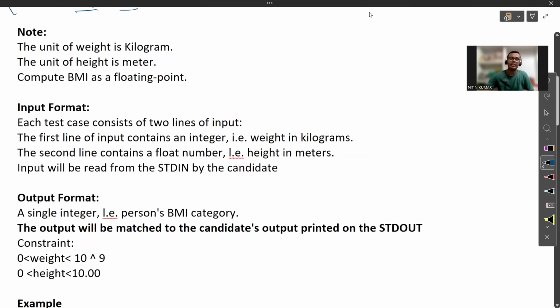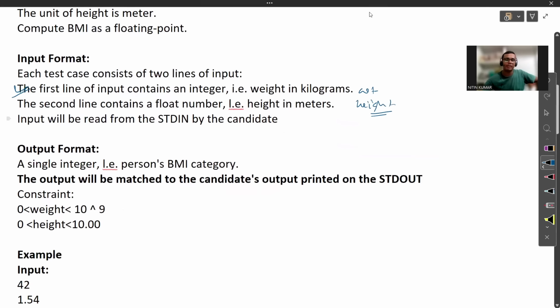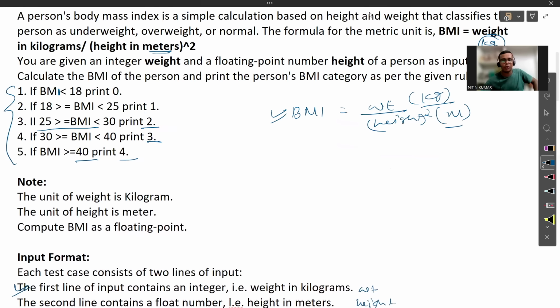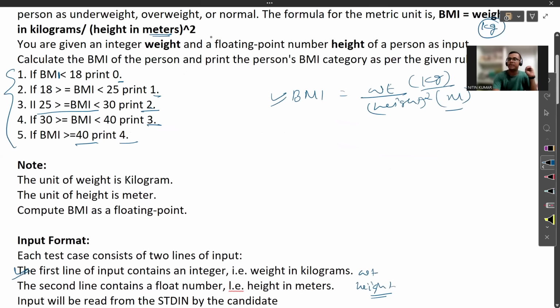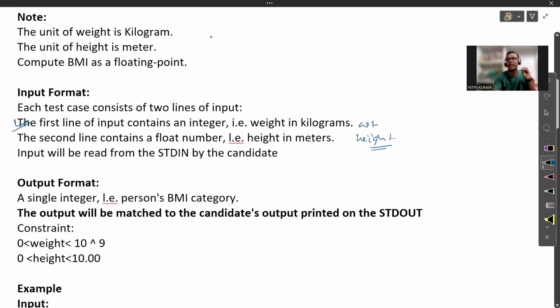Now the input format has already been discussed. The first line, the first input, is the weight, and the second input is the height. So that thing we have to keep in mind. The output format will be a single integer, the person's BMI category. As you can see, there are 5 categories: 0, 1, 2, 3, and 4, and every person's BMI should lie in one of these categories. Whichever category he lies in, we just have to print that particular number. So that would be our output format.